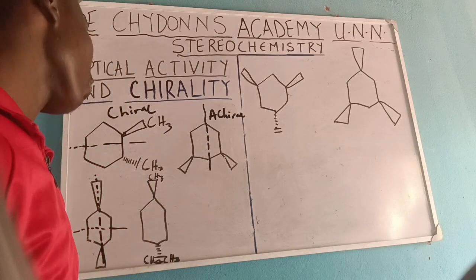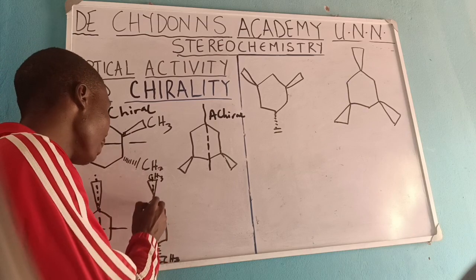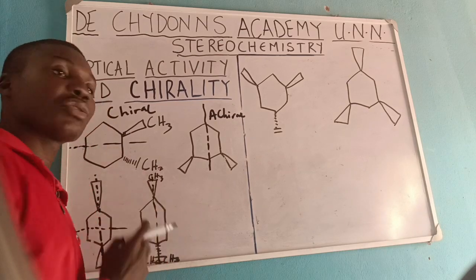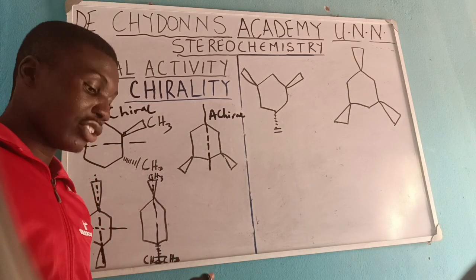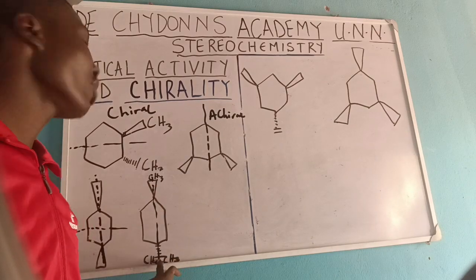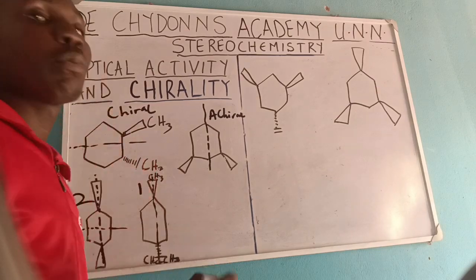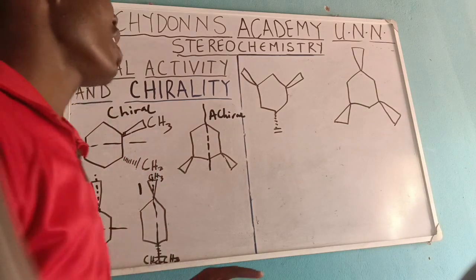How about this particular compound? This is methyl group here and this is ethyl group here, but here is a plane of symmetry such that here is equal to this. But we don't have a plane of symmetry this way because while we are having a methyl group here, this is an ethyl group. So the implication is that this one has only one plane of symmetry, while this has two planes of symmetry.